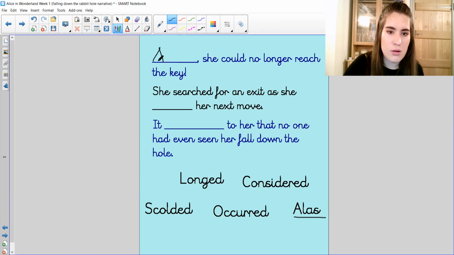Let's see how good I am at doing my writing. Oh, it's not the prettiest, but we did it. Alas, she could no longer reach the key.